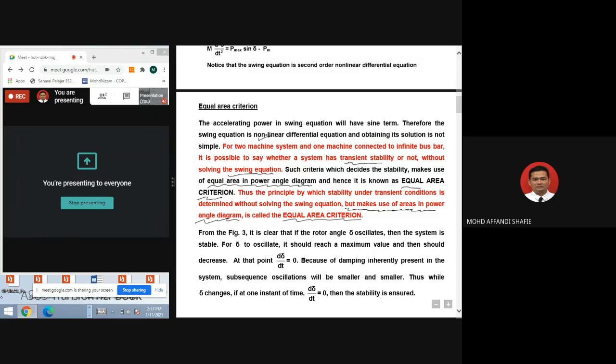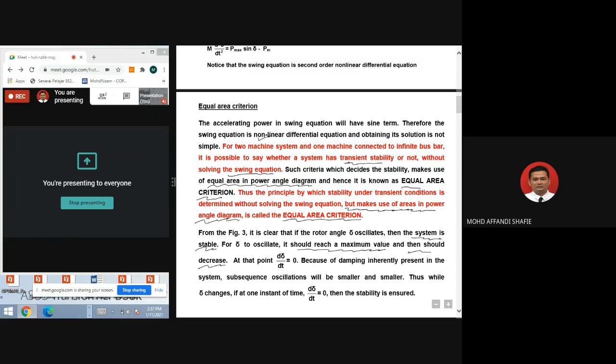So here from figure 3, it is clear that if the rotor angle delta oscillates, then the system is stable. For delta to oscillate, it should reach a maximum value and then should decrease. So for the system to be stable, the delta should reach a maximum value and then should decrease. So from figure 3.